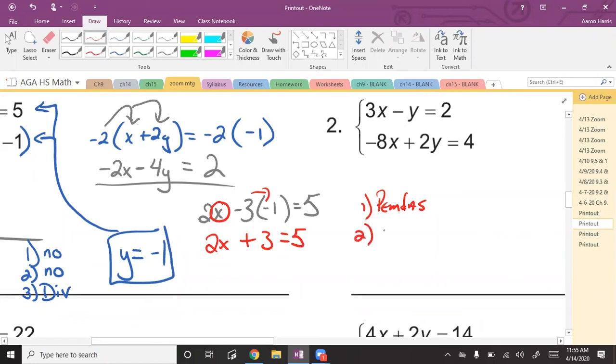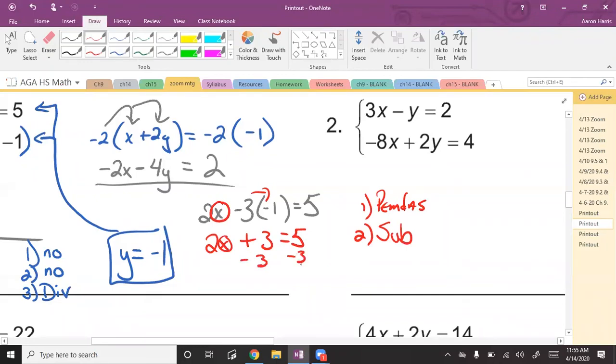Yes. What are we going to do? Remove all addition. There you go. So what are we gonna do? Subtract. Subtract what? 3. There you go.